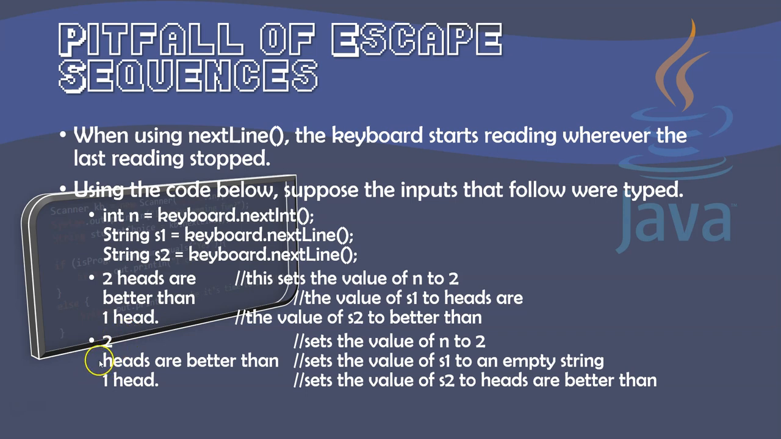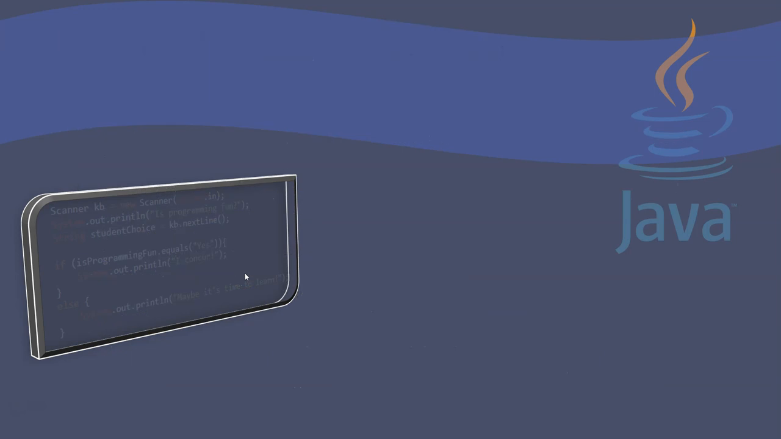And this is a common thing that people can get tripped up on when you start thinking about how that input works. And then S2 is going to get "heads are better than" because it's getting this whole next line. So the key thing to remember is that when you do these input things, nextInt, nextDouble, and next all will keep that cursor on that line until there is some way for that carriage return to come over and start reading in that next line of code.